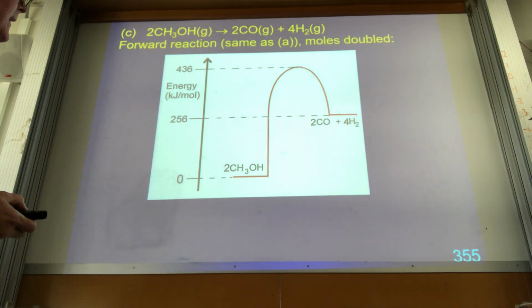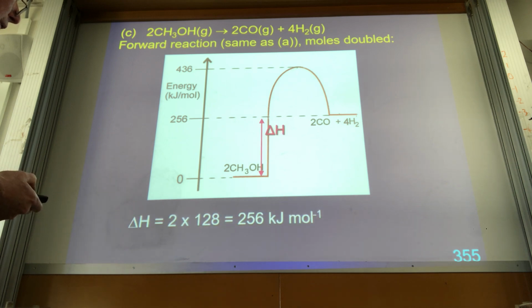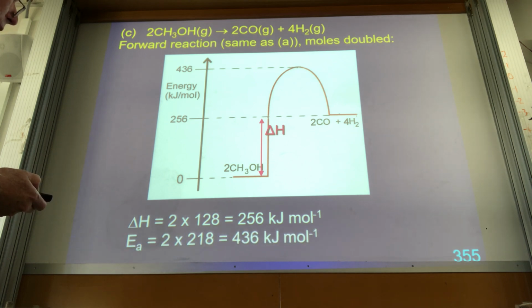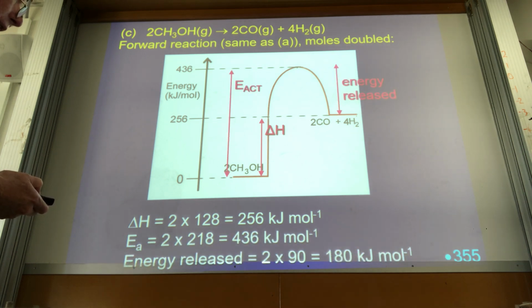Now C, this time we're doing the same direction as A and we're just doubling the moles. So again, you can actually stick with the original energy profile diagram and just double all your values. Once you see there's that factor of 2 there, delta H is going to double to 256, activation energy is going to double to 436, and the energy released is going to double up to 180.